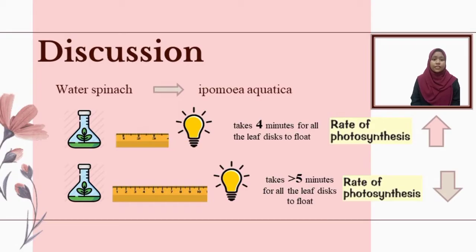But when the light source is placed 10 cm away from the beaker, only 1 leaf disc floats in 1 minute. On average, it takes more than 5 minutes for all the leaf discs to float in the solution. So it shows that the rate of photosynthesis occurs slowly. However, when the beaker is put into the dark cupboard for 5 minutes, all the leaf discs remain sunk at the bottom of the beaker.